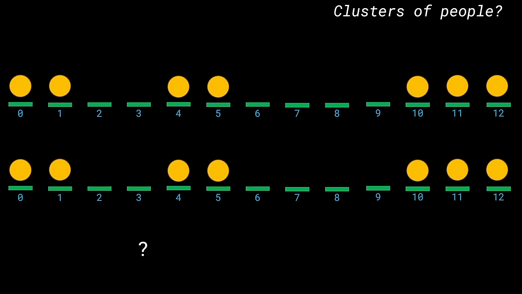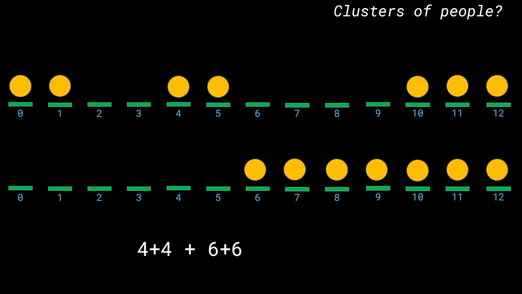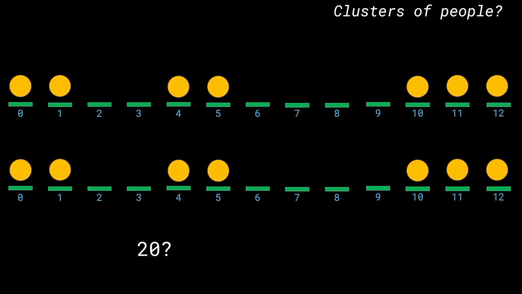So now, if you look at it, there are like three different total clusters of people. There are two in the very beginning, two towards the middle, and three towards the end, right? So what now? Well, since we said that maybe the biggest cluster is going to attract the most people, let's assume that's the case. Let's assume 10, 11, 12 do not move, but they're going to invite everyone else. So 4 and 5 are going to move to 8 and 9. This is going to take a cost of 4 and 4 respectively. Similarly, we are going to call 0 and 1 to 6 and 7, right? So this will take a cost of 6 and 6, giving us a total cost of 20.